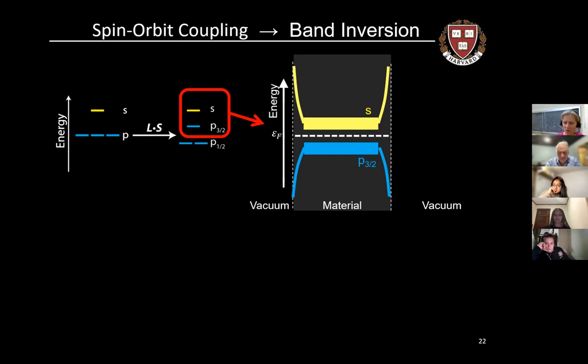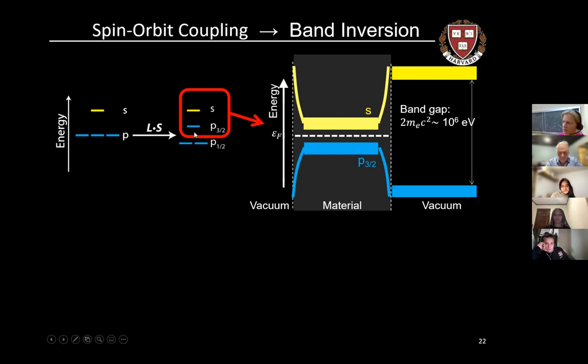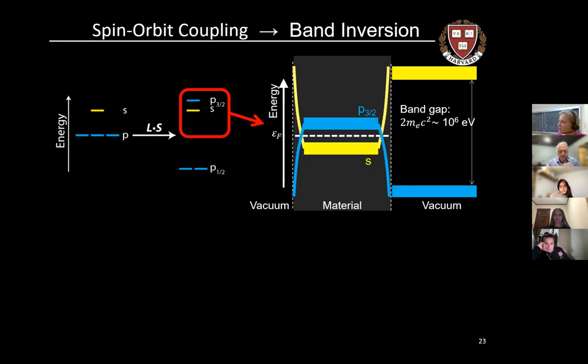So for an atom like bismuth, the orbital momentum of the electrons is going to be higher because they're farther away from the center of the atom. And so this coupling between their spin and their orbital momentum is going to be higher. So the splitting between these p bands is going to be bigger. And if we make it big enough, the p band, the p3 halves band, can actually pop above the s band. So we've kind of inverted the order of the bands here.